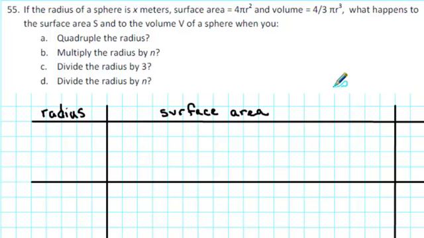The radius of a sphere is x meters. Surface area is given by the formula 4 pi times the square of the radius, and volume is given by the formula 4/3 pi times the cube of the radius. What happens to the surface area S and to the volume V of the sphere when you A. quadruple the radius, B. multiply the radius by n, C. divide the radius by 3, and D. divide the radius by n?